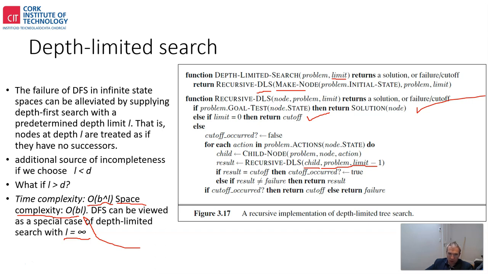If result equals cutoff, then cutoff occurred is assigned true. This is what allows the percolation to know that the call to the recursive function has returned the base call. Else, if result is not equal to failure, then return result. If cutoff occurred, then return cutoff, else return failure.